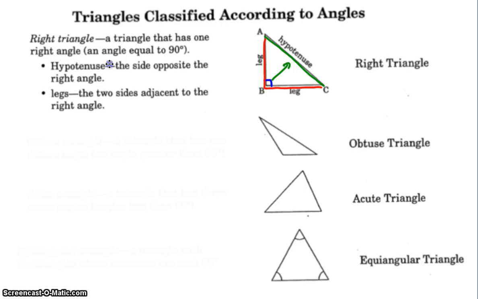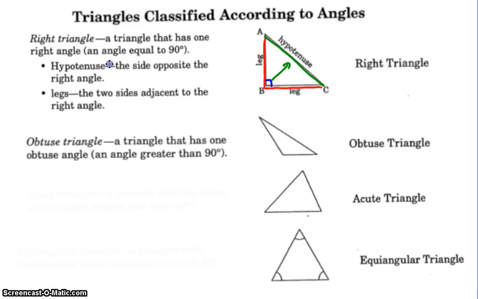We could also have a triangle called an obtuse triangle, and that is a triangle that specifically has one obtuse angle. And in both the right triangle and an obtuse triangle, because the angles have to add up to 180 degrees, you can only have one right angle or one obtuse angle.